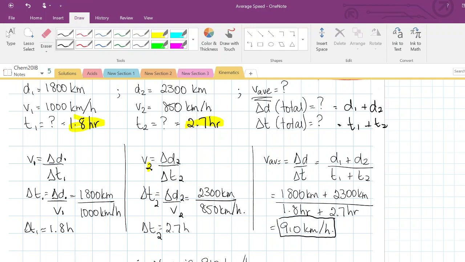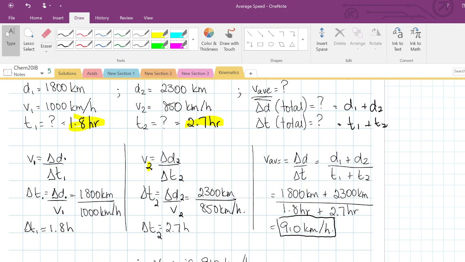So that's definitely a little bit more complex compared to the other two, but very plausible for something you would see in a worksheet or a test question. So make sure that you're good with that.